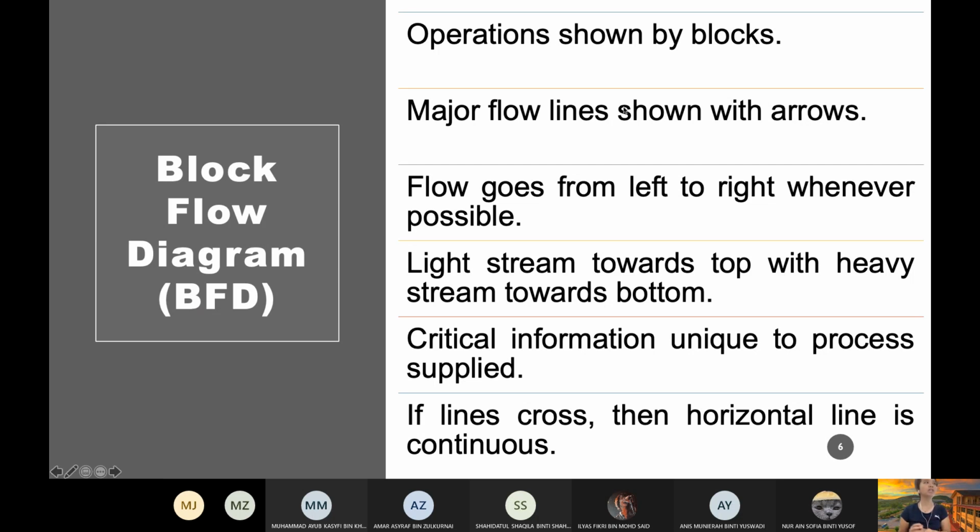First, operation shown by block. So satu kotak mewakili satu operation. Let's say kamu kata the first one is chlorination. Okay, satu proses. Macam contoh semalam saya rasa I cannot remember. One is purification of methanol. Okay, methanol purification. Dimethyl ether purification.